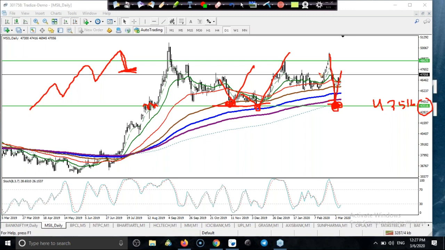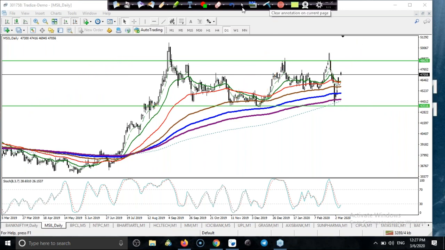Now the question is, will it continue toward the upside? So in that case, we must find out some resistance. Most of the people come to know how to identify support and resistance. Let me explain very quickly. Basically, I look for the most recent rejection points and moving averages. I basically use these to find out support and resistance.